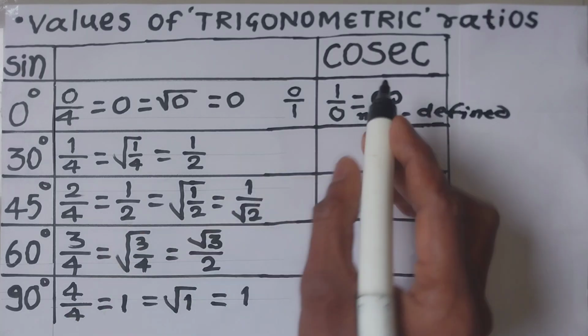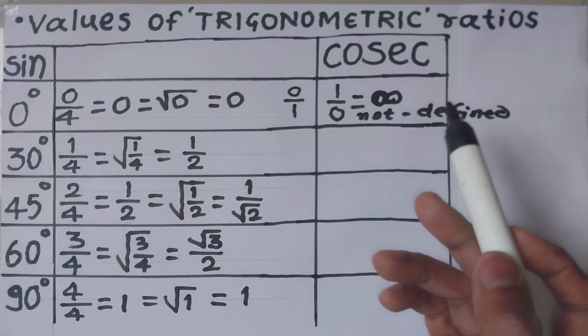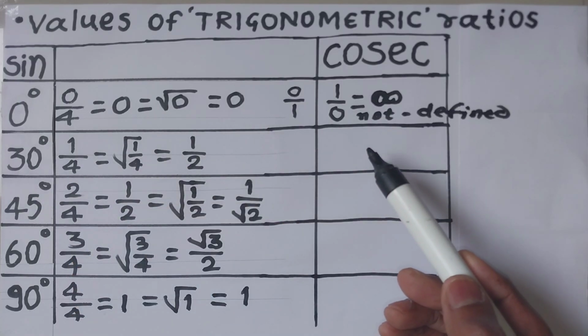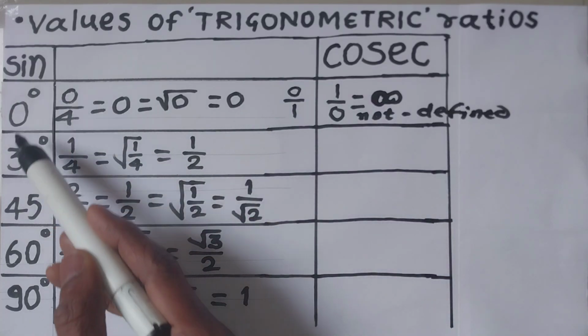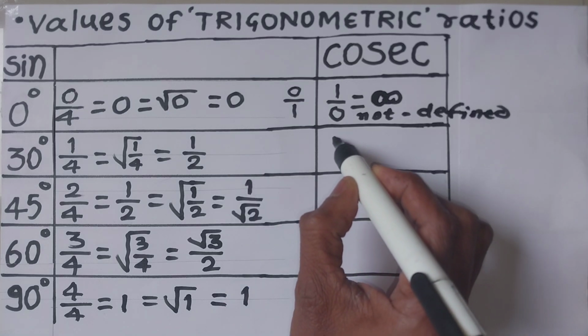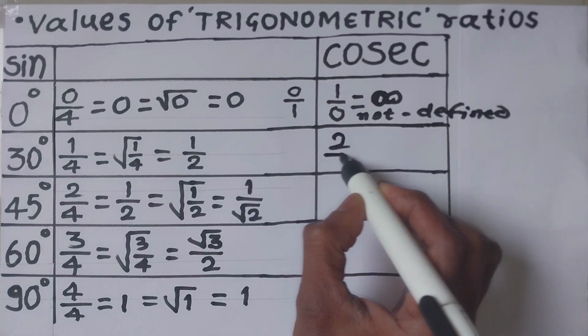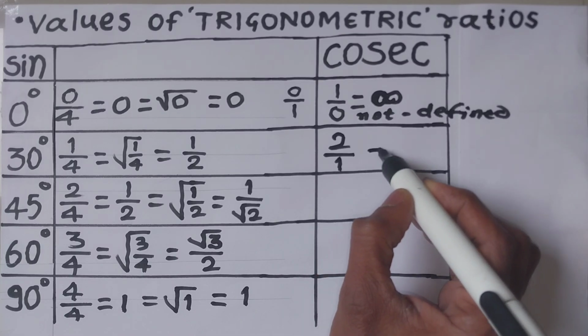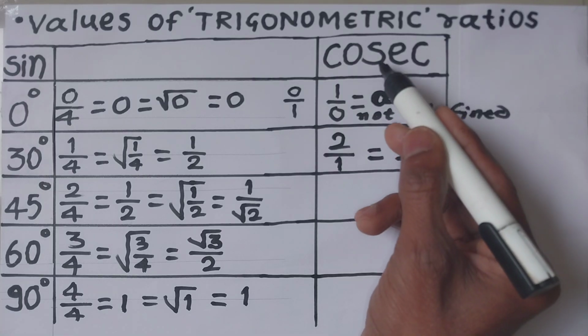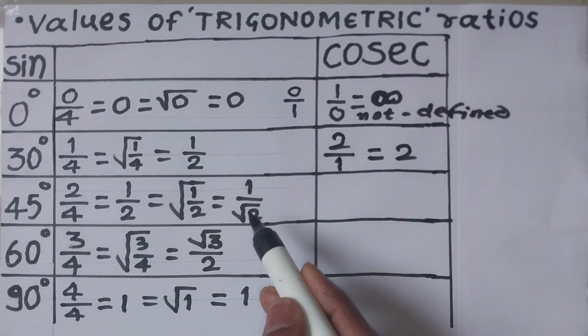Then cosec 30 degree, we will find here. Now what is the value of sine 30 degree? 1 upon 2. Then the multiplicative inverse of 1 upon 2 is 2 upon 1, which means 2. This way we will find the values of cosec. Then cosec 45 degree.